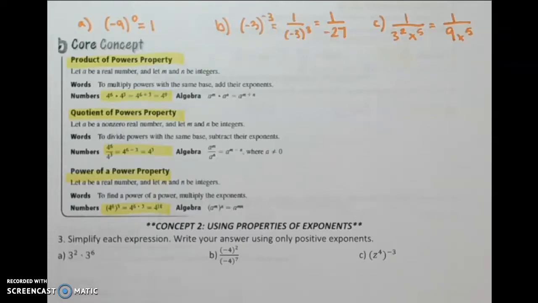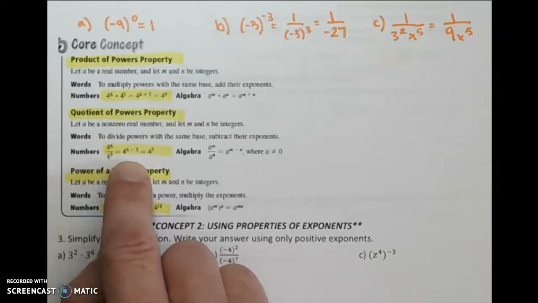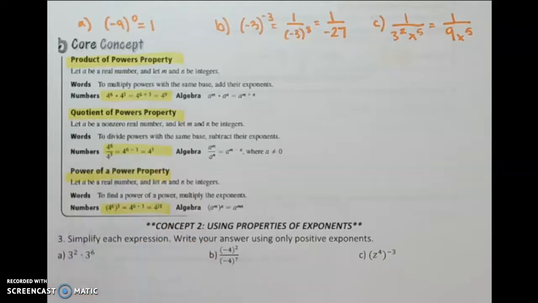Quotient of powers property. To divide powers with the same base, you subtract their exponents. 4 to the 6th power divided by 4 to the 3rd power equals 4 to the quantity of 6 minus 3 power, which is 4 to the 3rd power. Dividing, you have like bases, you subtract the exponents.